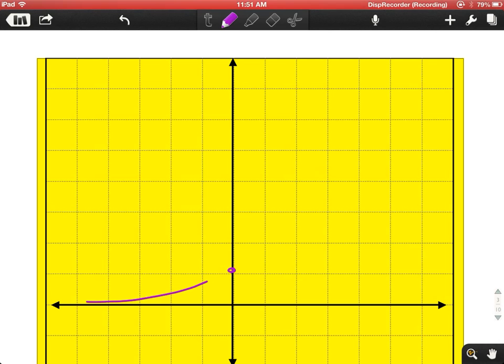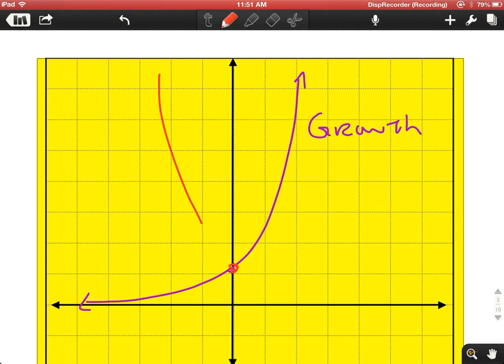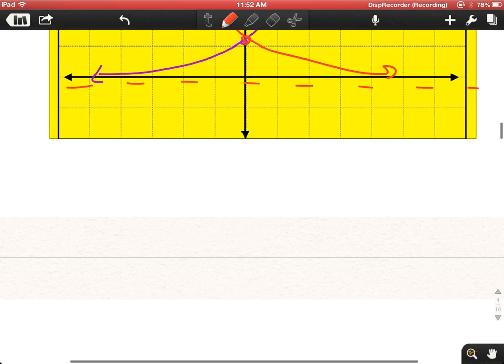So, quick sketch. This is growth. As x goes to infinity, y goes to infinity. Decay. As x goes to infinity, y goes to the horizontal asymptote of 0. That's the idea of a limit.